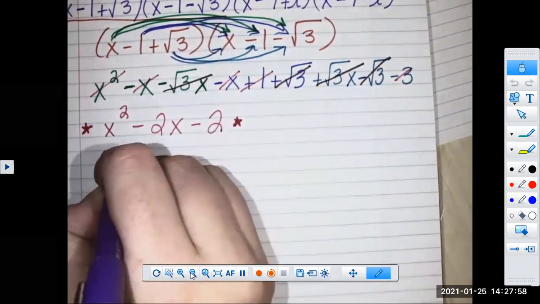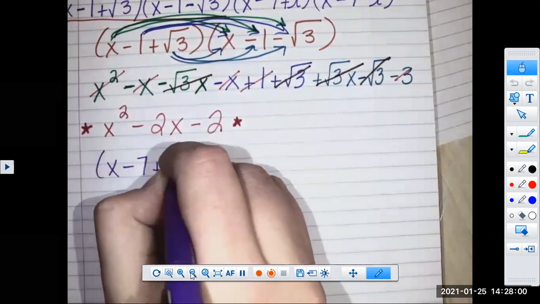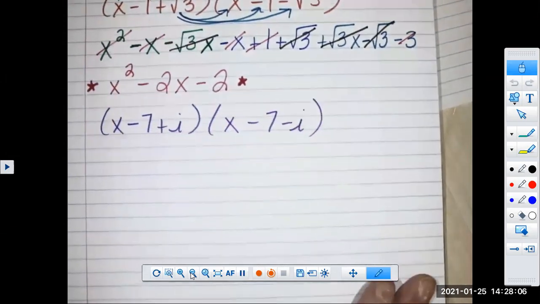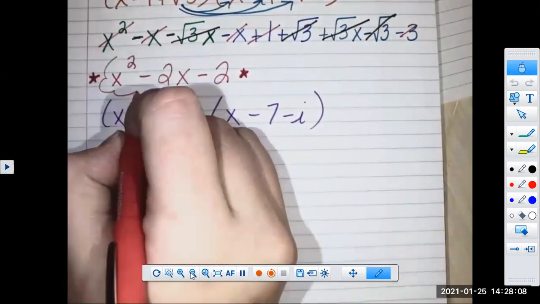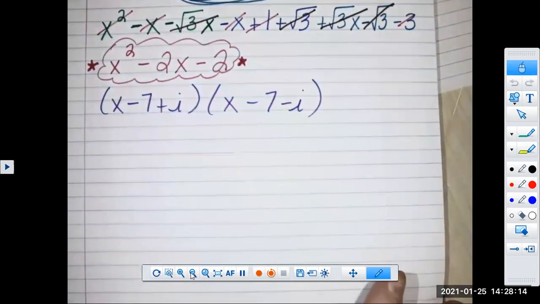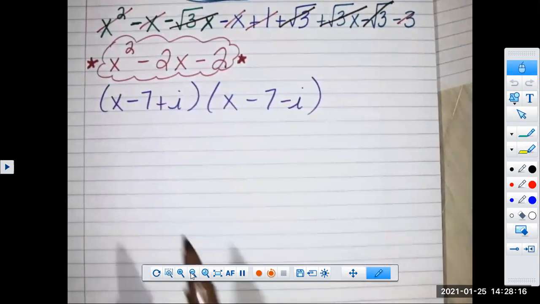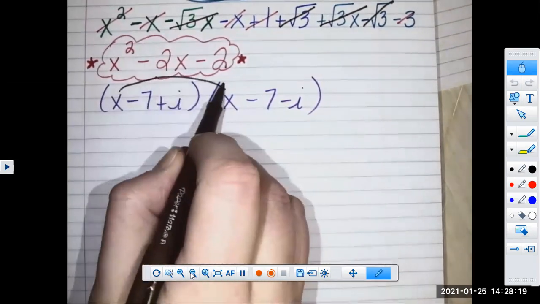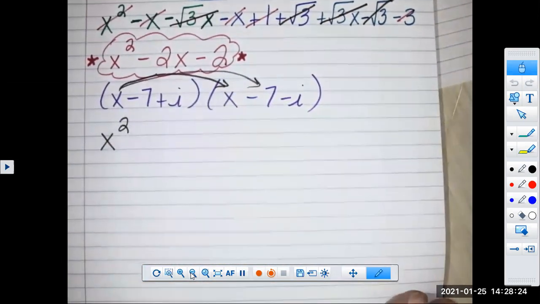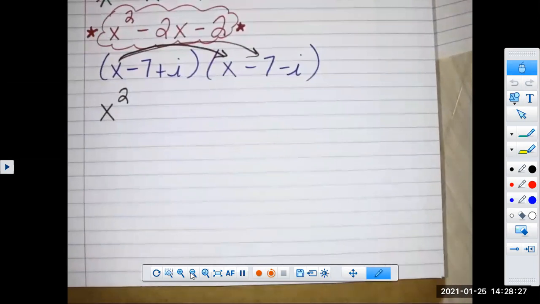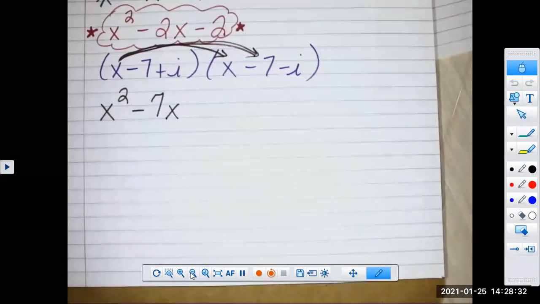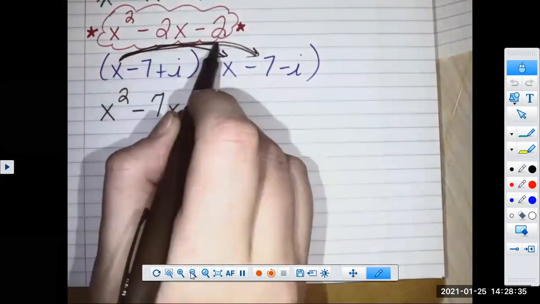All right, let's look at multiplying x minus 7 plus i, x minus 7 minus i. Same thing. Make sure you've got three terms, so make sure you multiply all. So x times x. x times -7. x times -i.